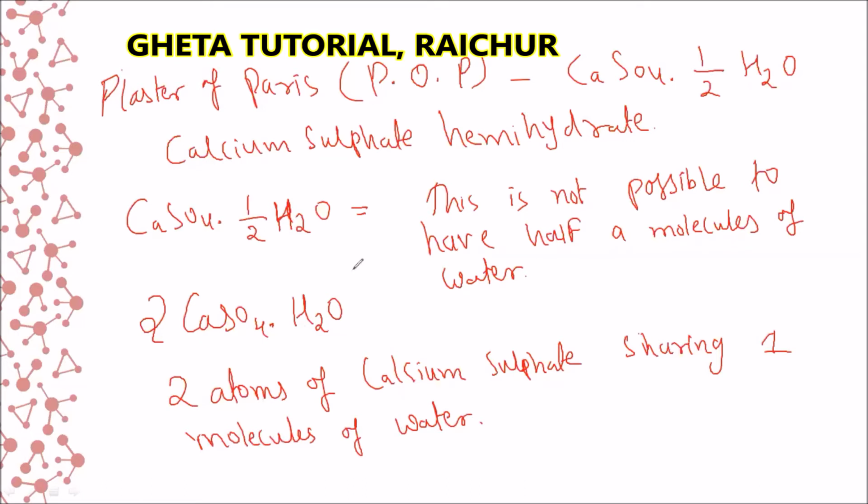So plaster of Paris, CaSO4·½H2O, is also called calcium sulfate hemihydrate, but hemihydrate is nothing but half H2O. It is not possible to have half a molecule of water. So in actual practice, we write plaster of Paris as 2CaSO4·H2O. It means two calcium sulfate units sharing one molecule of water. That is plaster of Paris.